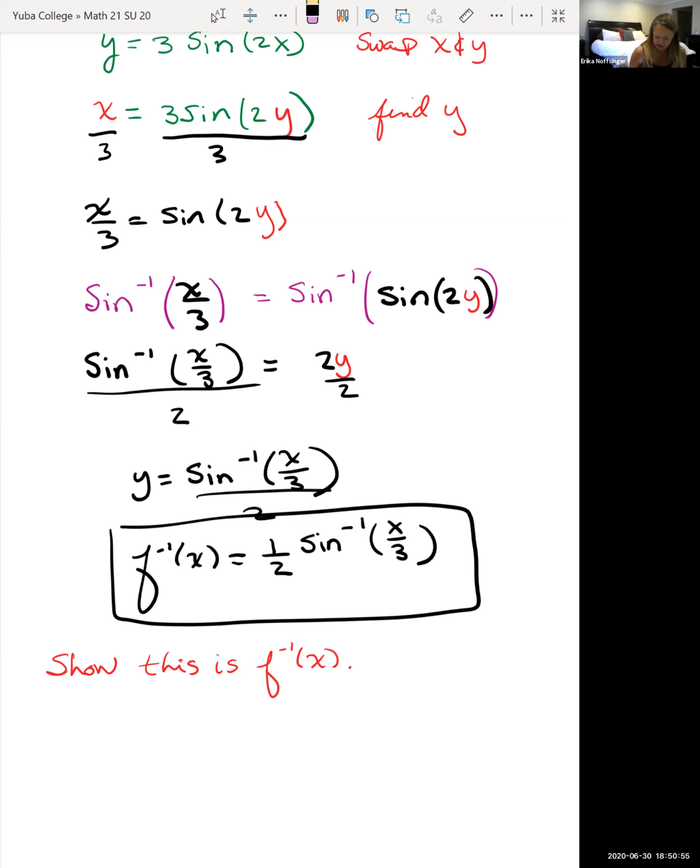So we want to show that if we plug in f inverse for x, wherever we see an x in our original function, then we should get back x. I'm okay with you showing one direction. You could show it the other direction, where you plug in the original function wherever you see an x in f of x.